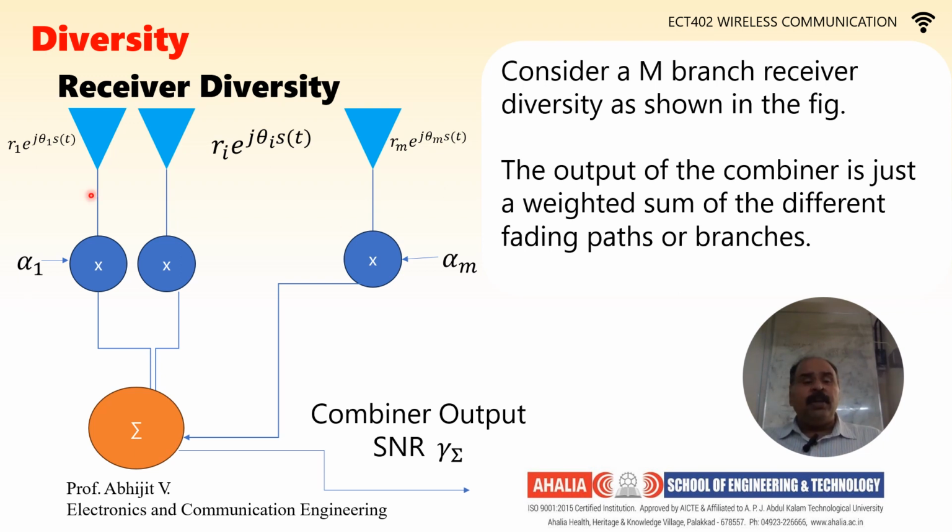So let the signal received at this antenna, let us call it R1, be equal to R1 e raised to j theta 1 times S1 of t. S1 of t means the signal being transmitted through the first path. S of t is common throughout. We are transmitting the same signal, but we are receiving different signals at the receiver's end. We have values from R1 to RM. The output of the combiner is the weighted sum of different fading paths or branches.